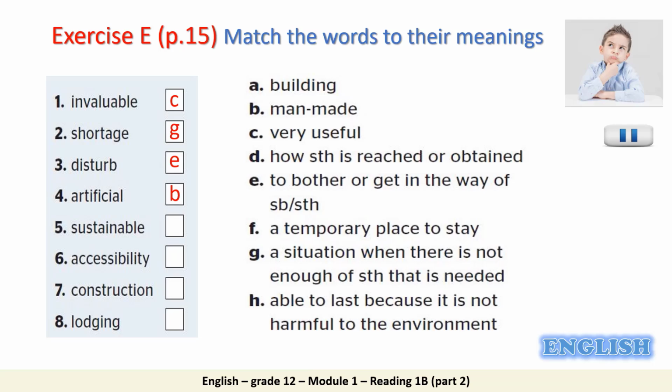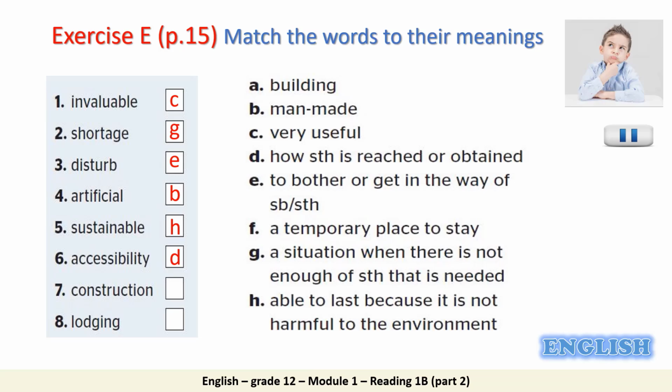Number 5, sustainable. H, very good, able to last because it is not harmful to the environment. The Dutch people in text C must think creatively to find sustainable solutions. Number 6, accessibility. D, well done, how something is reached or obtained. The over-the-water bungalows should have special accessibility.